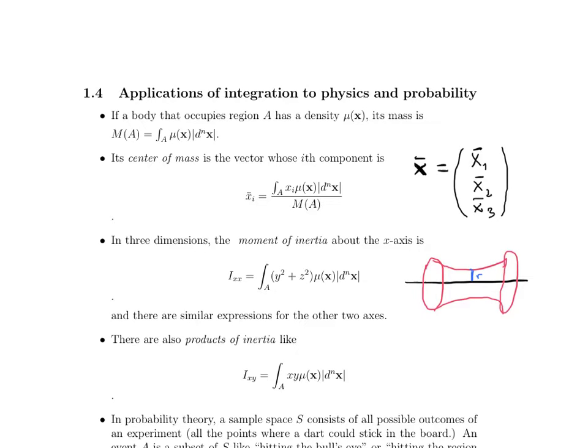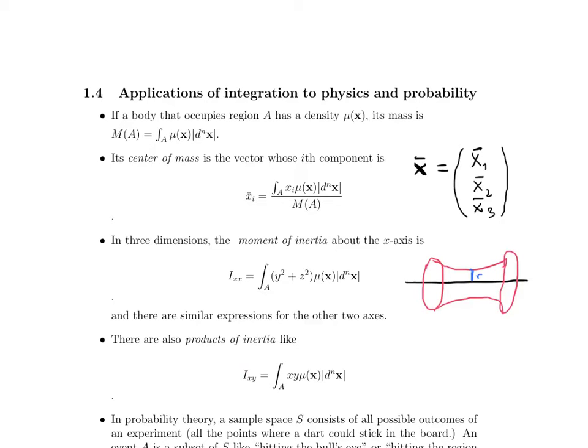There are also products of inertia similar to this. Note that with moments of inertia, if you wanted the moment of inertia around the y-axis, you would integrate x squared plus z squared times the density function. Or on the z-axis, the square of that distance would be x squared plus y squared times the density function. And similar with products of inertia, we have xy, yz, and xz. So there are three products of inertia, and you can compute them like so.